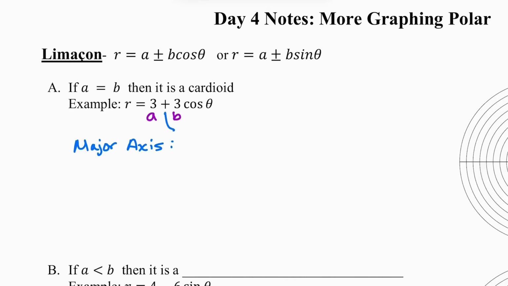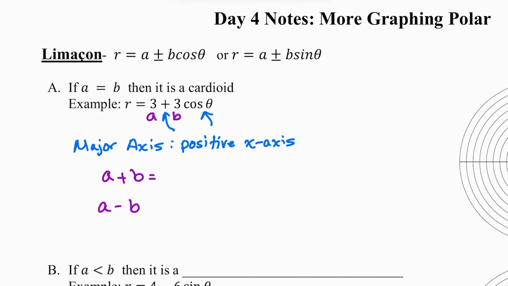So since this is a plus sign, the major axis is going to be on the positive, and since this is cosine, it's going to be the x-axis. So the major axis, the majority of my graph, is going to be on the positive x-axis, which is going to be to the right. Then I'm going to ask you to do some simple arithmetic. I'm going to ask you to figure out what a plus b is and what a minus b is.